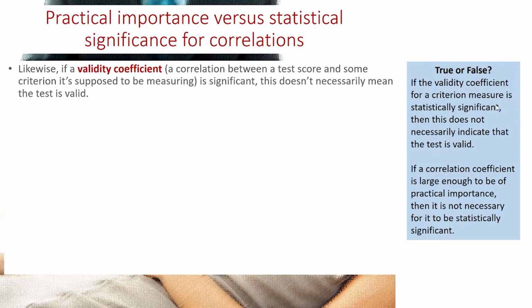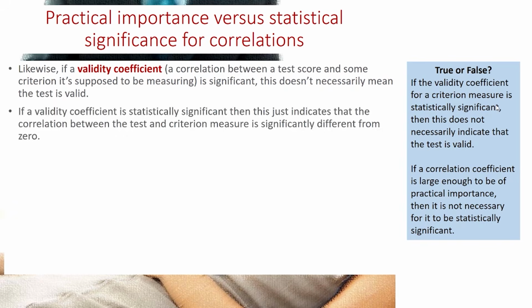So likewise, if a validity coefficient, so in that last example we were talking about an actual intervention, now we're talking about tests. If a validity coefficient, a correlation between a test score and some criterion that that test is supposed to be measuring, as we saw in those previous examples with electricians and surgeons, is significant, this doesn't necessarily mean that that test is therefore valid. All it means is that the correlation between the test and the criterion measure is significantly different from zero.